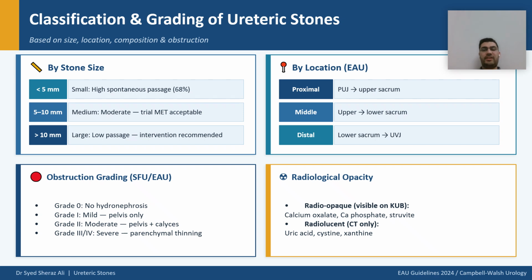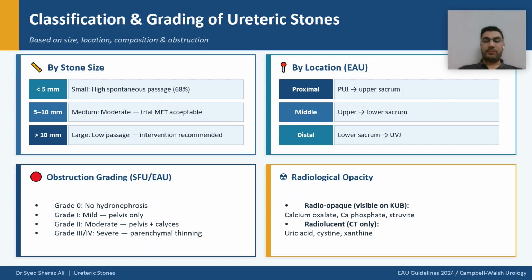Now let us discuss how we classify and grade ureteric stones. This is central to making management decisions. Starting top left, classification by stone size. Small stones, less than 5 millimeters. These have a high spontaneous passage rate of around 68% and are managed conservatively with medical expulsive therapy.